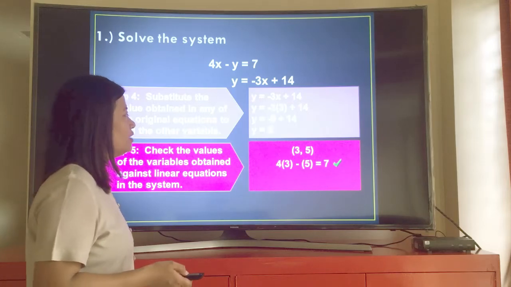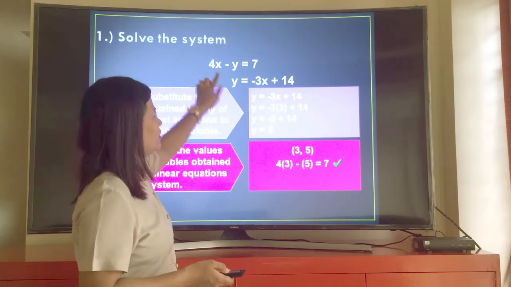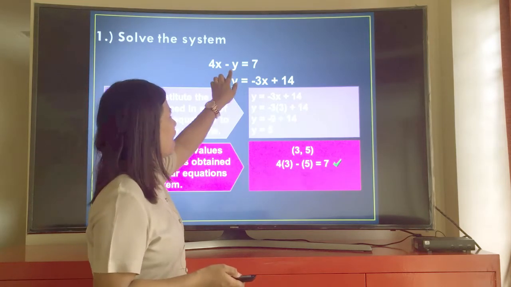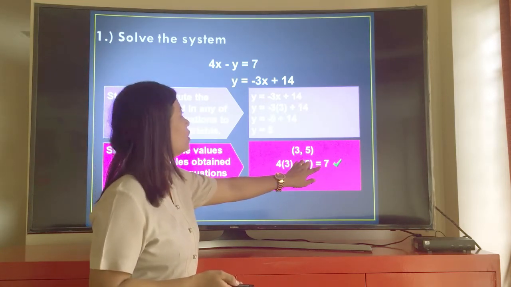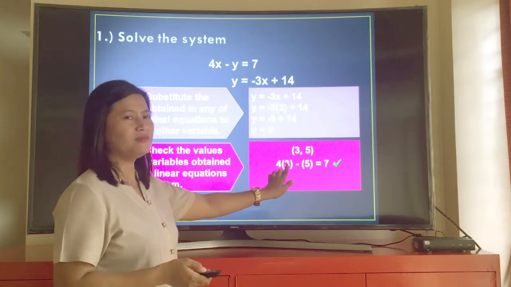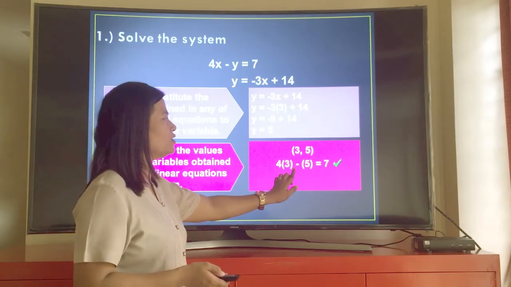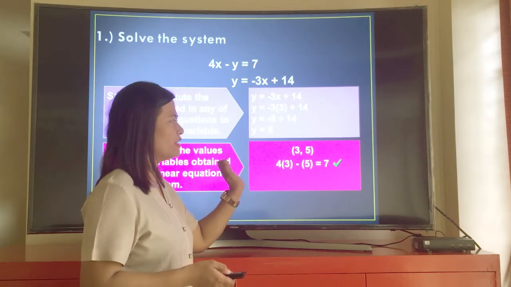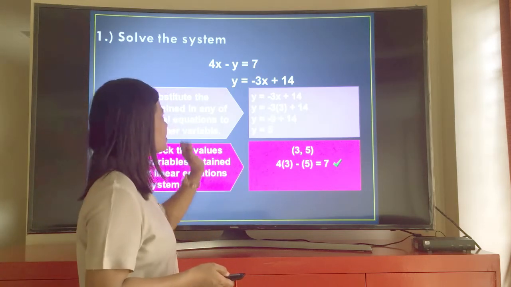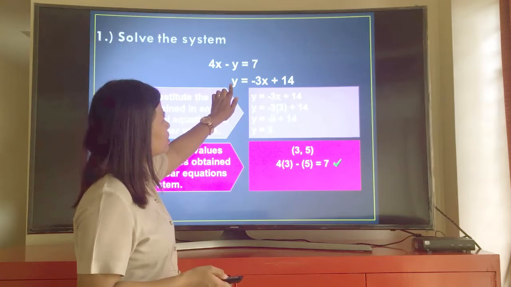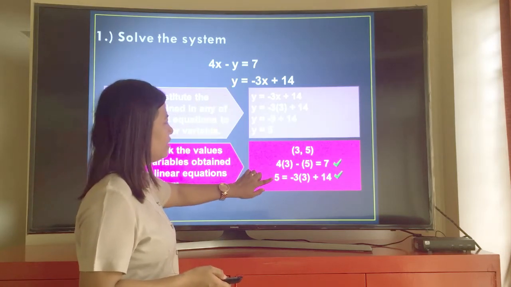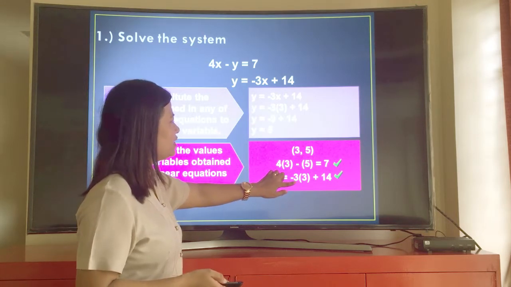Step 5, we check. For equation 1, 4 times our x, which is 3, minus our y, which is 5, is equal to 7. 4 times 3 is 12. Minus 5 is 7. So we have 7 equals 7. True.